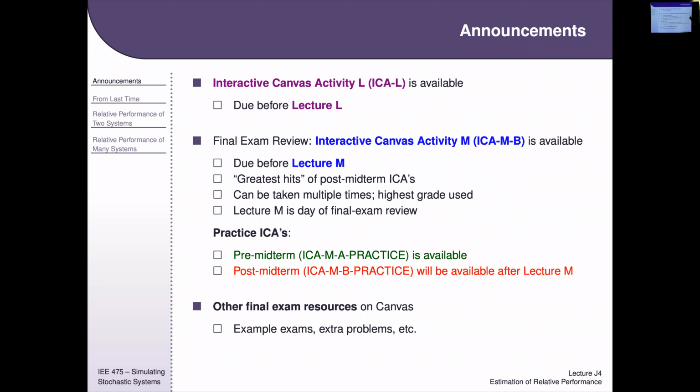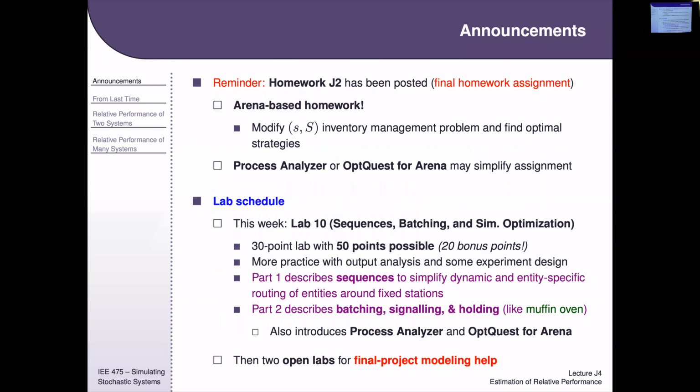And so you can find ICA M and the practice version of itself, as well as a practice version of the pre-midterm ICA, or a copy of the ICA you did before the midterm, all in the final exam module. And you'll need to take the compliance test for the final exam to show that your lockdown browser works in order to get access to that final exam module. But once you do that, the final exam module has all of these ICAs. It's got a bunch of sample final exams from previous semesters, and other resources. So make sure to check those things out.